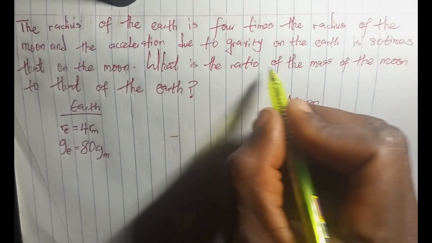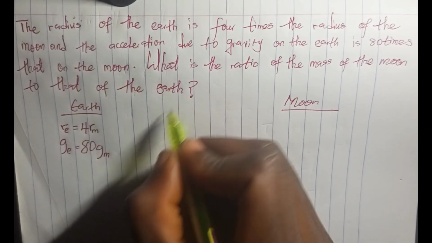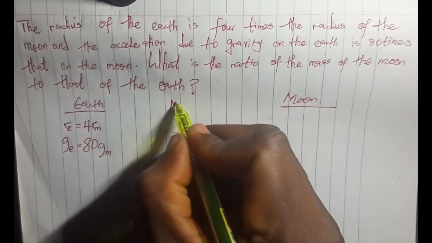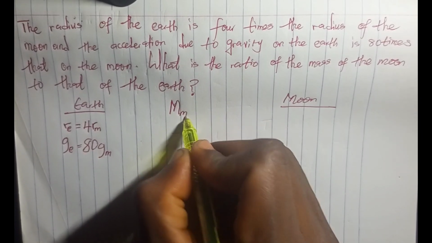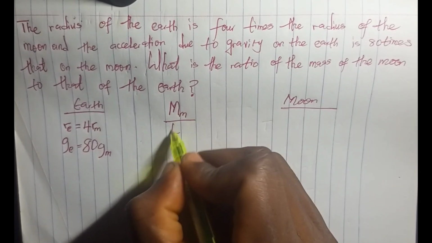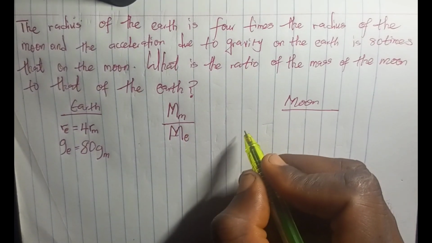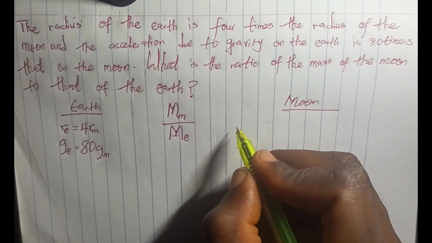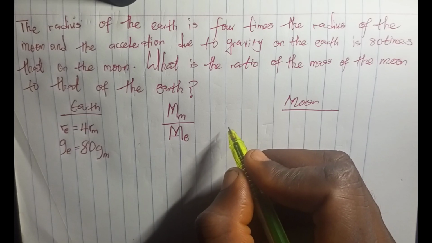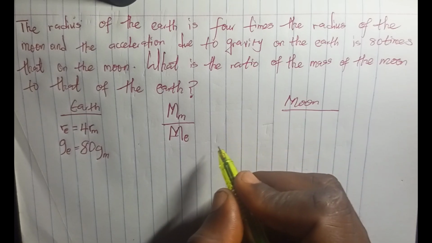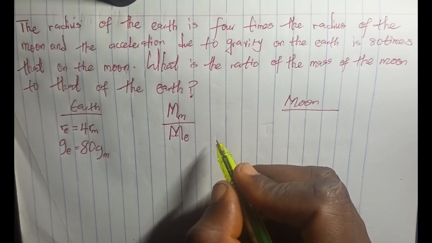Now they asked us, what is the ratio of the mass of the Moon, let's call it M subscript M, to the mass of the Earth? This is what they're asking us. For us to solve this question, we should remember the equation that relates the acceleration due to gravity and the universal gravitational constant.